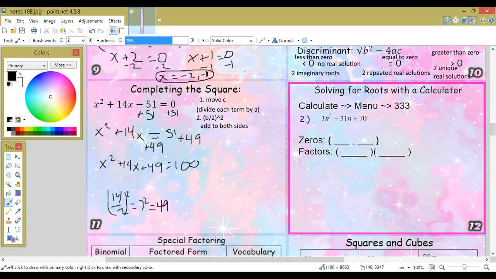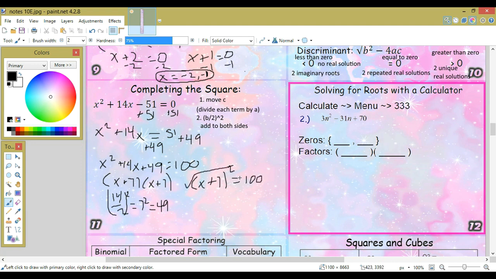This trinomial here is a special trinomial that is known as a perfect square trinomial. What that means is that we have x plus 7 and x plus 7 again. 7 times 7 is 49, and 7 plus 7 is 14, so that works. So if we rewrite that, we can write it like this. X plus 7 squared equals 100.